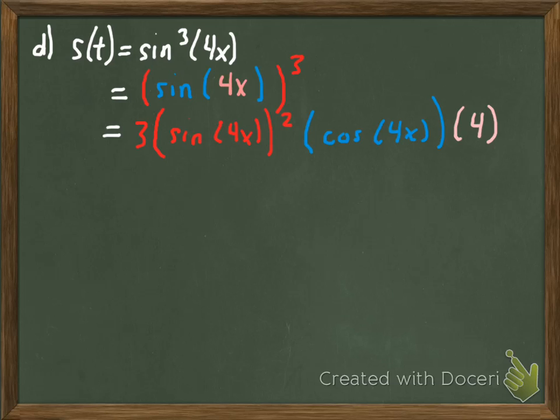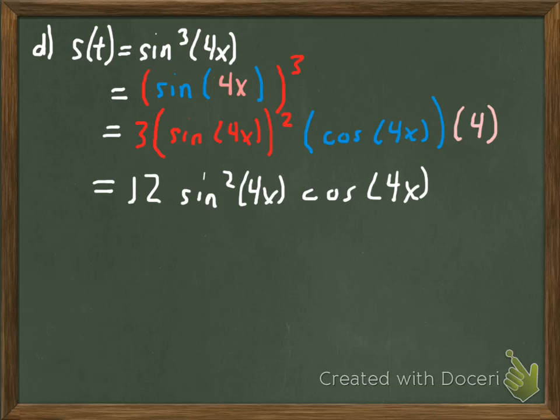Then the last step of that is let's go ahead and just clean this up. There's no negative exponents, so we don't have to worry about fractions here. We simply just have to go ahead and multiply everything together. So I've got a 3 times a 4. I'll go ahead and put a 12 up front. Then let's go ahead and write the sine of 4x squared as the sine squared of 4x. And then we'll attach the cosine of 4x at the end.